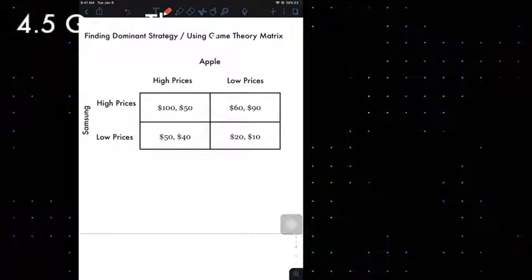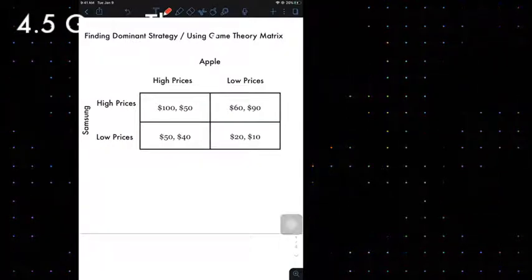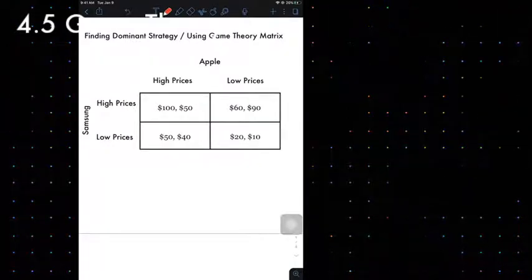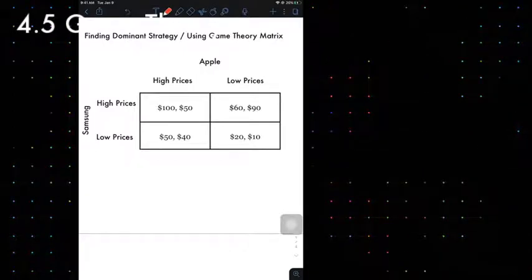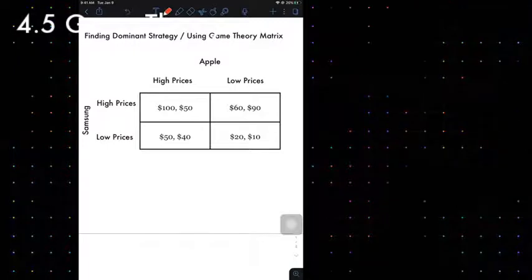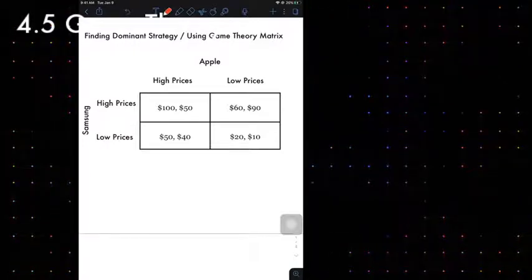What does that mean? Well, when Apple has a sale, it affects Samsung. When Samsung has a new feature, it affects Apple, right? And so these firms, they're interdependent, and we can analyze their choices using game theory, right?